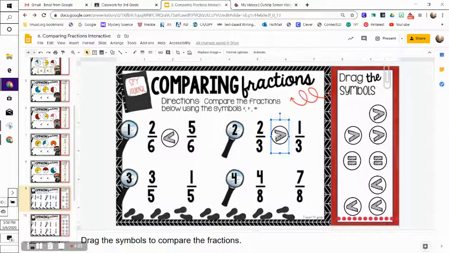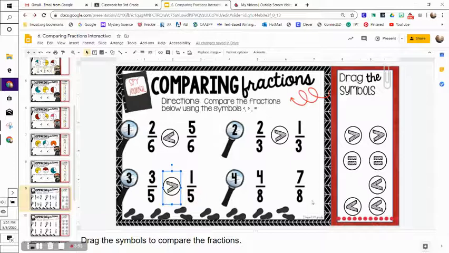All right, let's look at question number 3. So here I'm looking at 3/5 compared to 1/5. I notice the denominators are the same, so I kind of just need to look at the numerators here. 3 pieces out of the 5 is going to be greater than 1 piece out of the 5. So I'm going to grab one of these greater than symbols and I'm going to place it right here. And I'm going to read the equation. 3/5 is greater than 1/5.